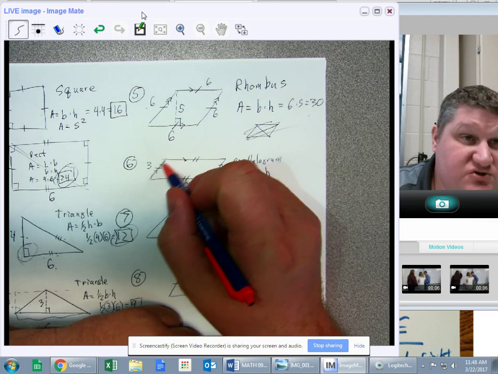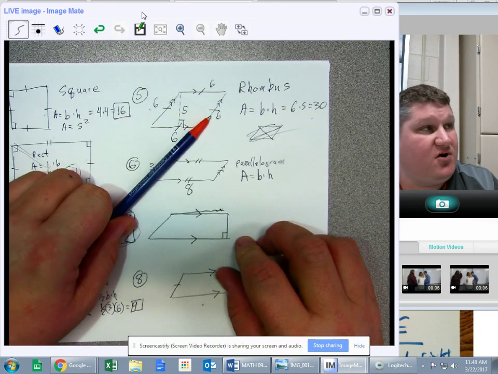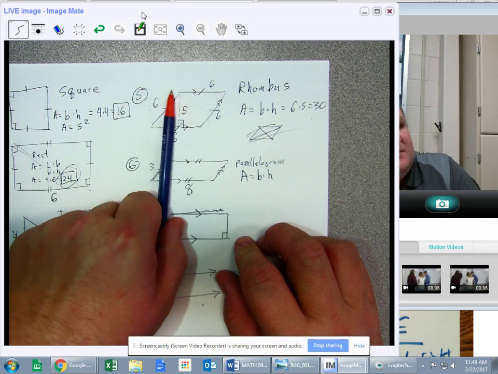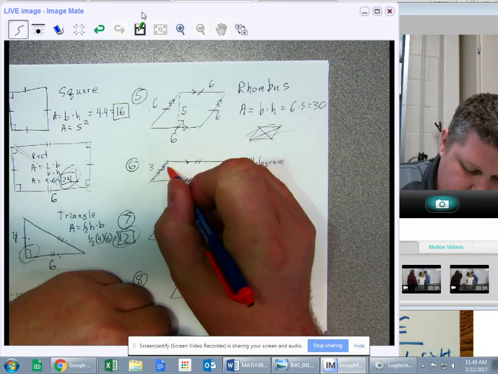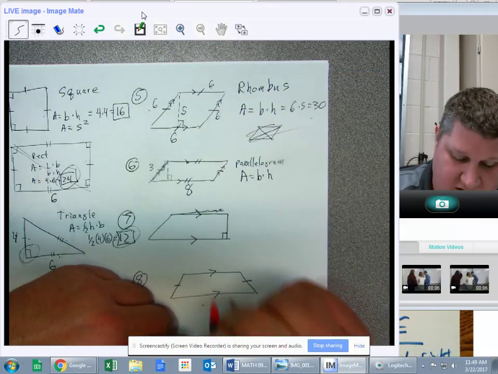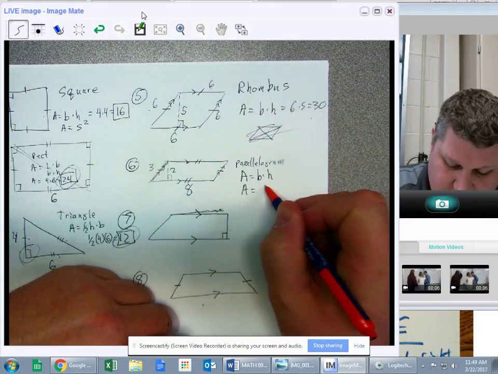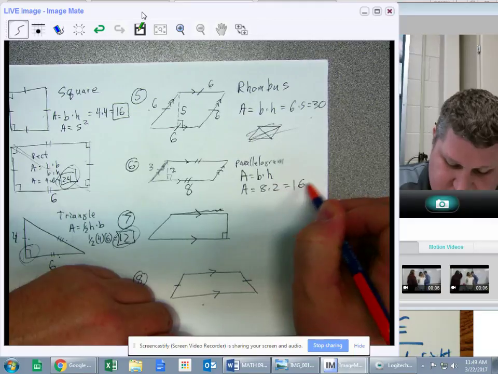You cannot use this 3 because it does not make a right angle with the base. We need something that makes a right angle. So draw a line down, and I'd have to either be given this or find it. Let's assume it's 2. So in this case, area equals 8 times 2, 16.